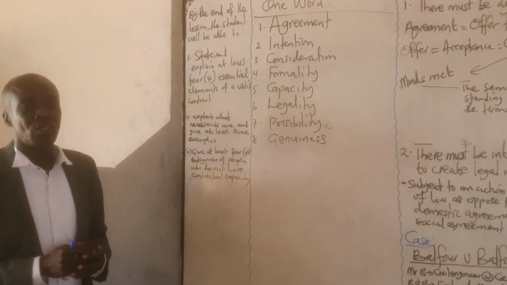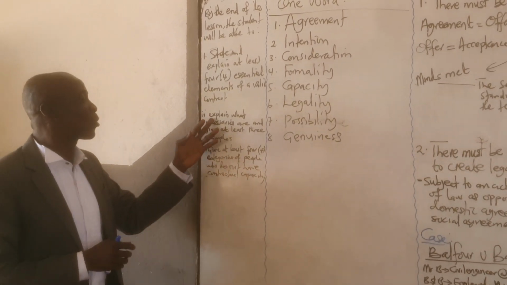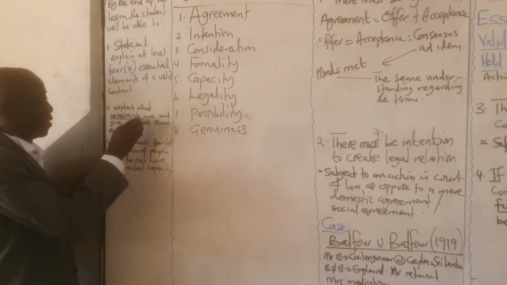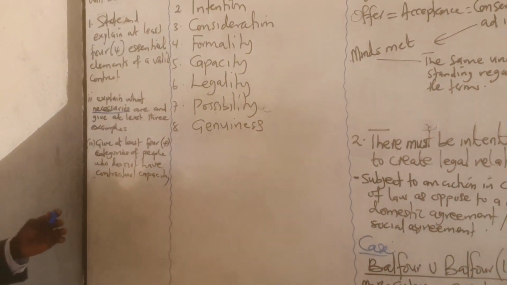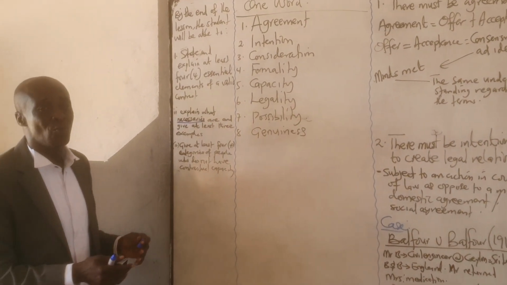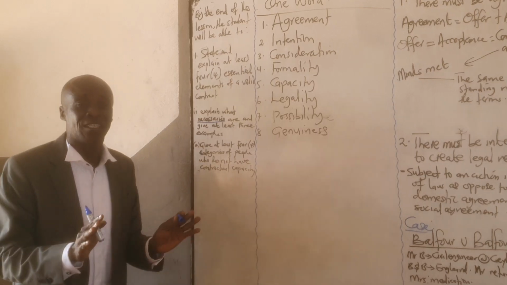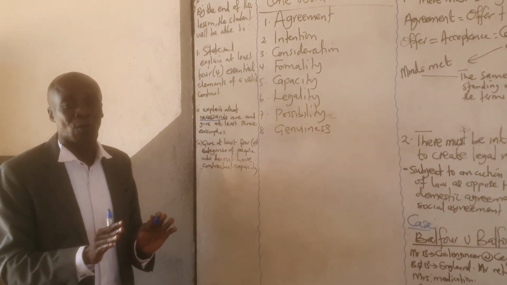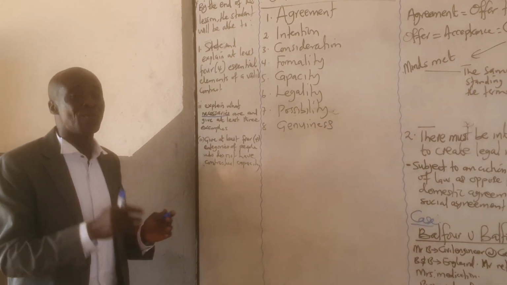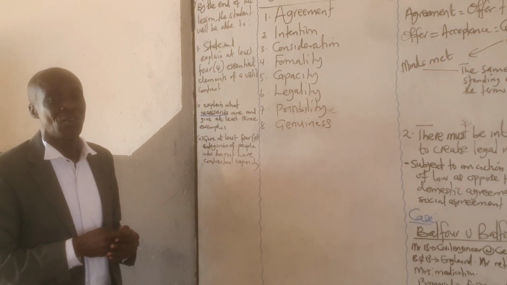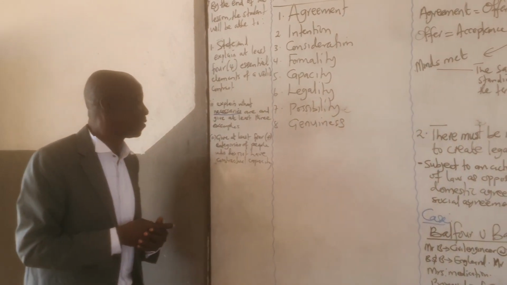Number two, you should also be able to explain what necessaries are. In one of the essential elements, we'll be talking about a concept in law we call necessaries. What are they? And what are the examples of necessaries? You should be able to explain and give at least 3 examples of what necessaries are.